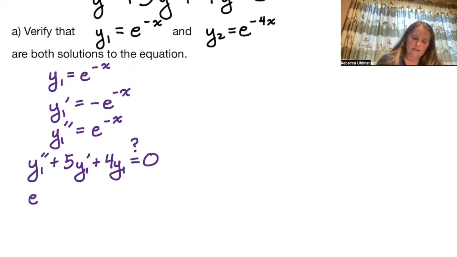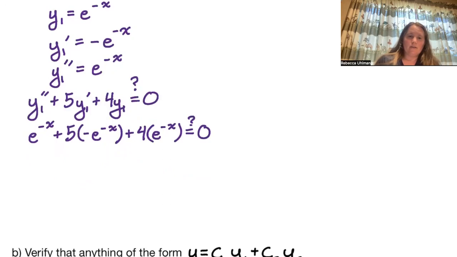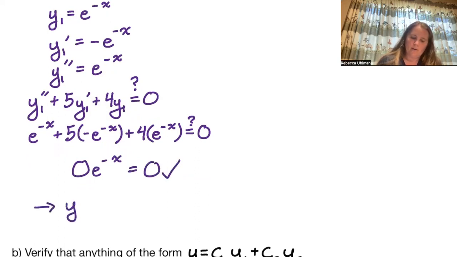We are looking at e to the negative x plus 5 times, sorry, 5 times negative e to the negative x, plus 4 times e to the negative x, wanting to know if this is equal to 0. And here, this is just 5e to the negative x minus 5e to the negative x. And so we get 0e to the negative x, which does indeed equal 0. So we get that y1 equaling e to the negative x is a solution.